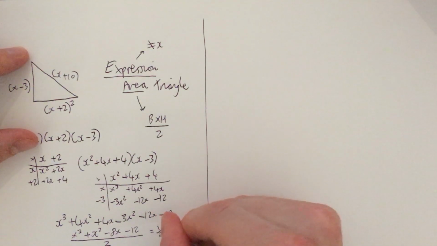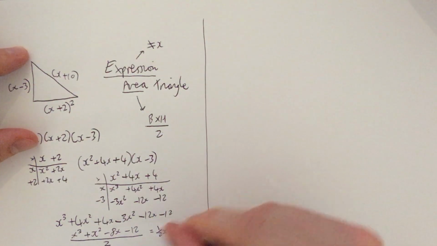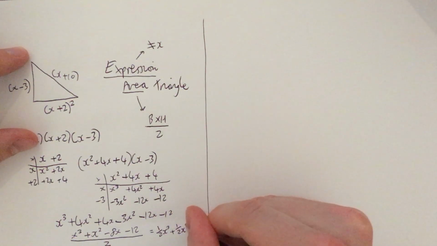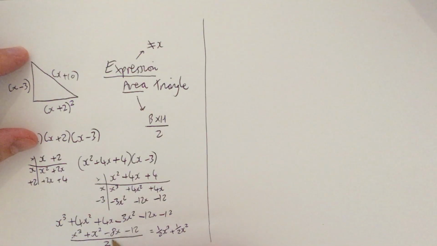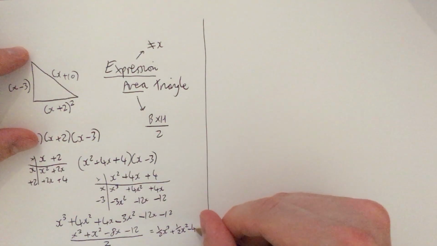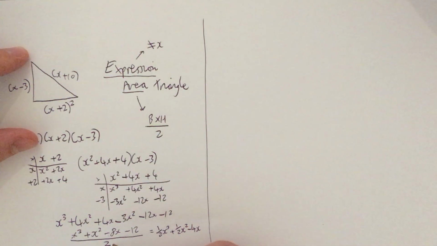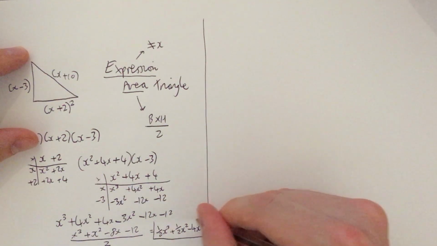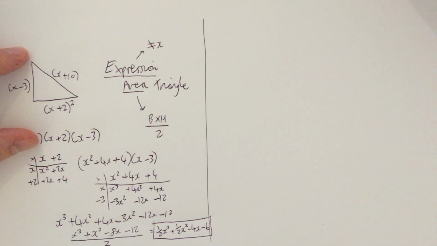That is a half x cubed. X squared divided by 2 is a half x squared. Negative 8x divided by 2 is minus 4x. And then negative 12 divided by 2 is negative 6. That is my final answer. Base times height divided by 2, and we're good to go.